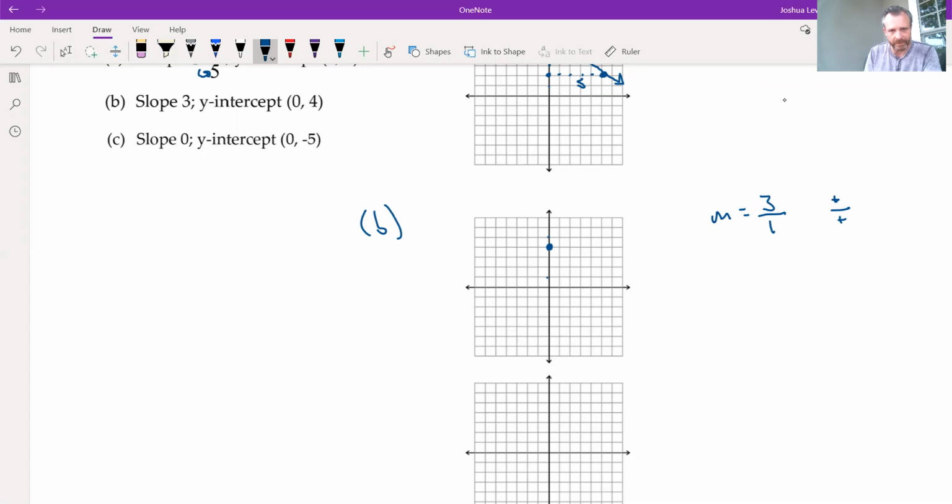So I'm going to go up 3. 1, 2, 3. Maybe I'll write that. Rise is 3, and my run is 1. So up 3, 1, 2, 3, and right 1. Just for kicks, notice I also could have gone down 3, 1, 2, 3, and left 1. Right? Same line.